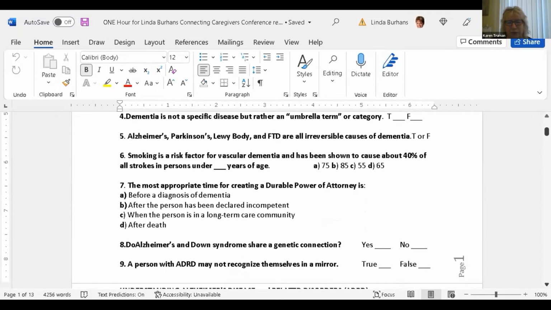Okay. Smoking is a risk factor for vascular dementia and has been shown to cause about 40% of all strokes in persons under age. Anybody want to take a guess? It's under age 65, D.